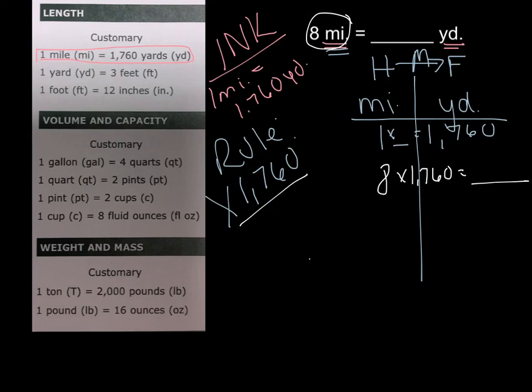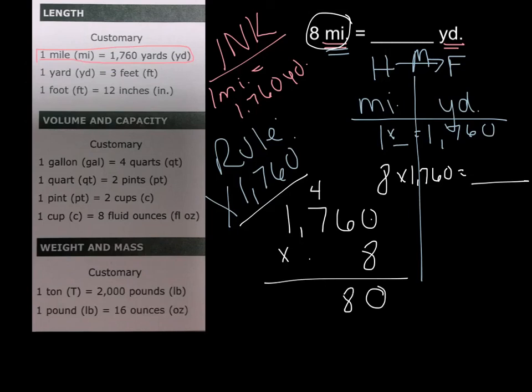I'm going to come down here, 1,760. I put my bigger number on top. I'm going to multiply times 8. 8 times 0 is 0. 6 times 8 is 48, carry my 4. 8 times 7 is 56, plus 4 is 60, carry my 6. 8 times 1 is 8, plus 6 is 14. So I know that 8 miles equals 14,080 yards.